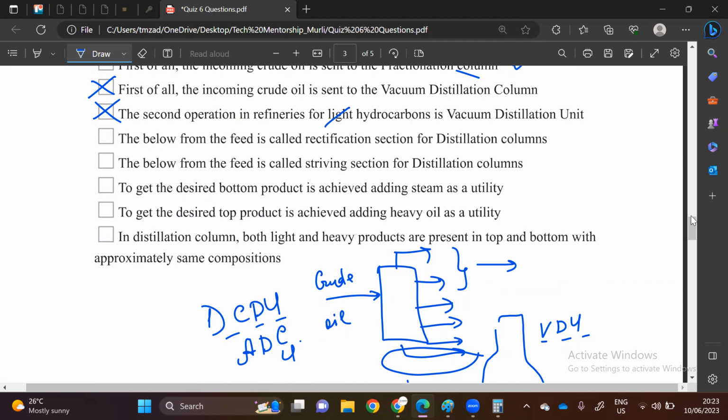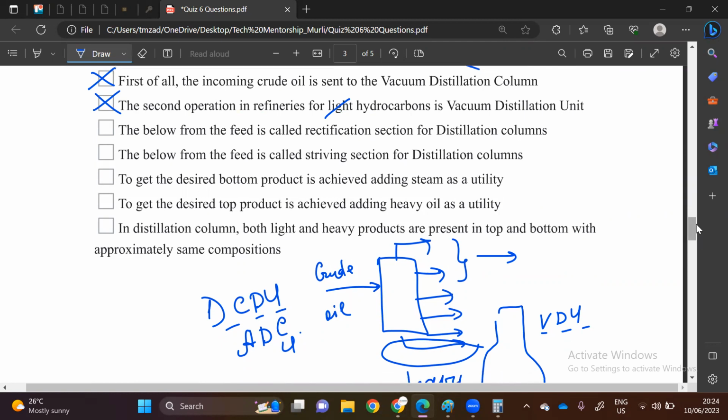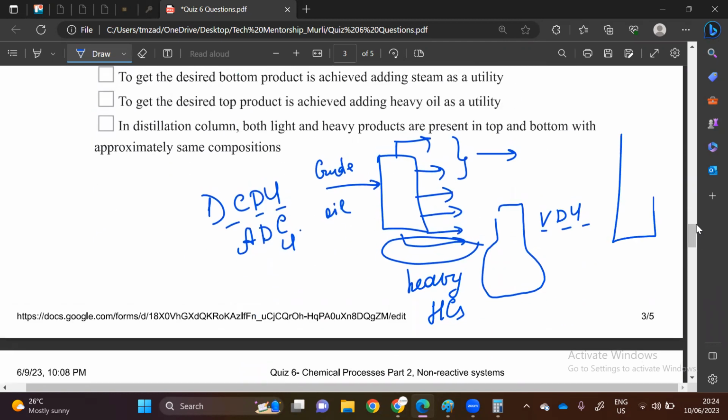This is also false. The below from the feed is called rectification section for distillation column. So let's see one distillation column in this way. And let me change the color. Okay, so above the feed, we'll have enriching section, or let's write rectification. But below the feed, it will be called stripping section.